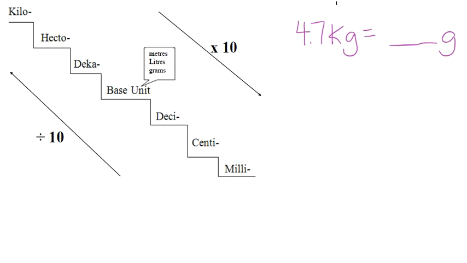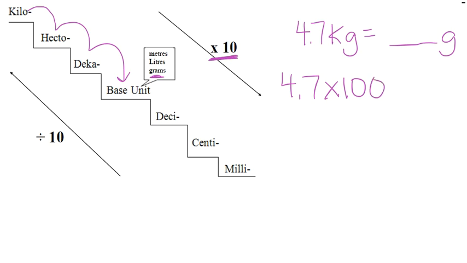For our next example, we have 4.7 kilograms, and we want to know how many grams that is. So K is kilo, then we're going down 1, 2, 3 steps to get to the base unit, which is grams. So if we're going down, then we're multiplying. So we have 4.7 multiplied by 10. We went down 3 steps, so that's 10 to the power of 3. Or you can think of it as like 10 to the power of 3 is the same as 1,000. So whichever way you want to do that.